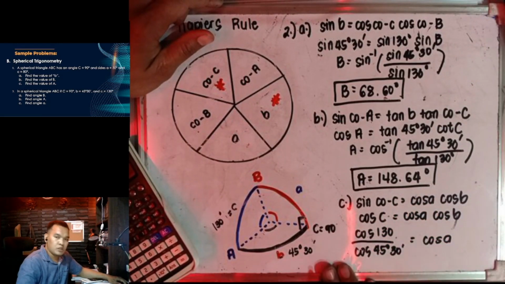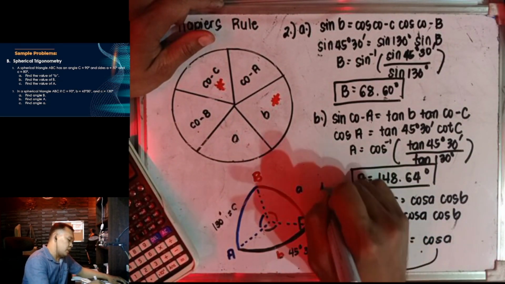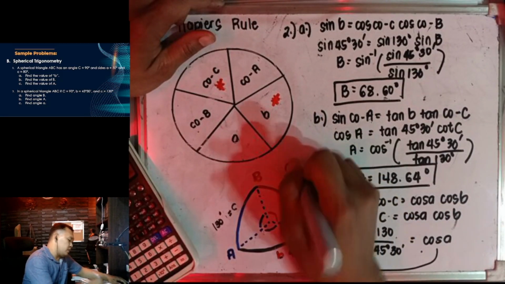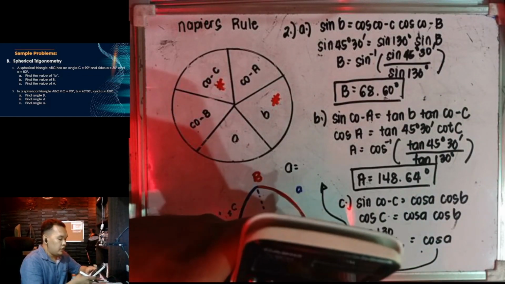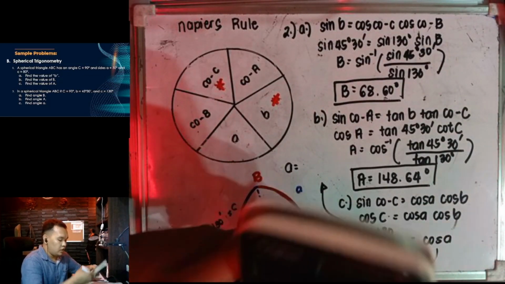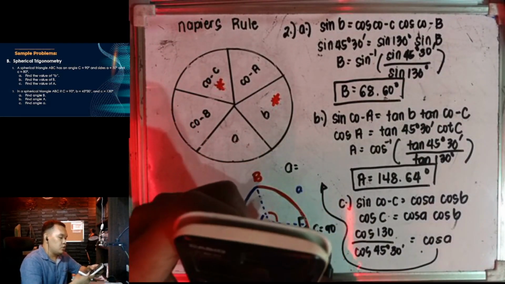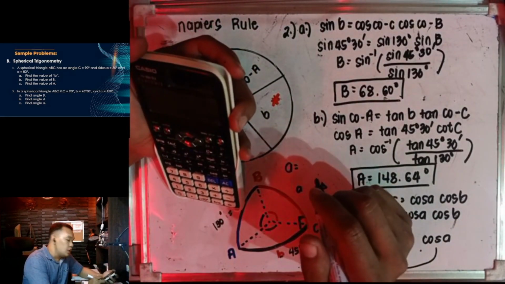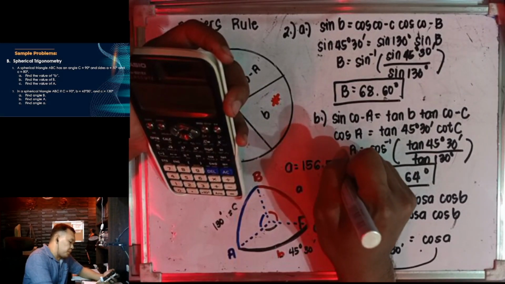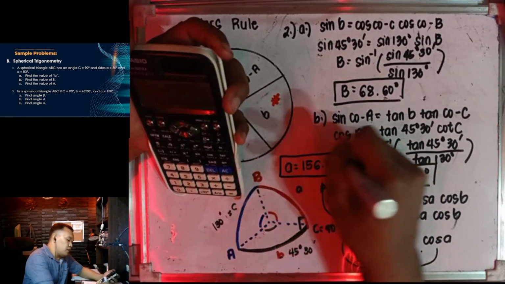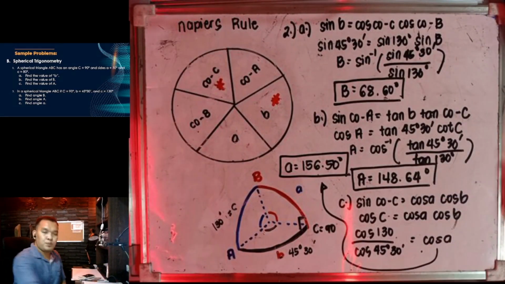So, this I will transpose to the other side, it will become arc cosine. So, the value of a is equivalent to arc cosine of 130 degrees all over cosine 45 degrees and 30 minutes. So we have here 156.50 degrees. So that is the value of A. Okay? So let's proceed.